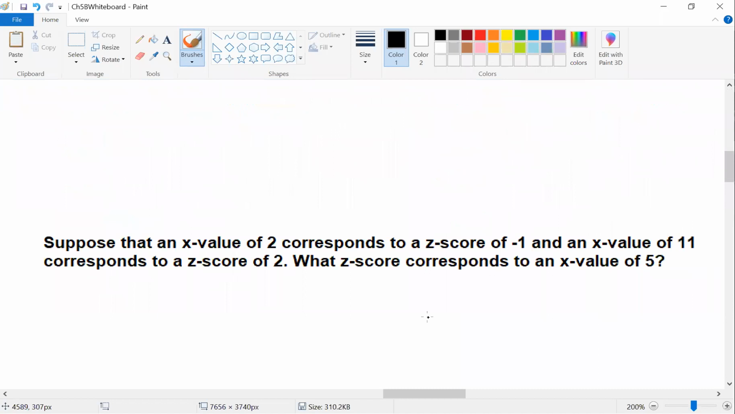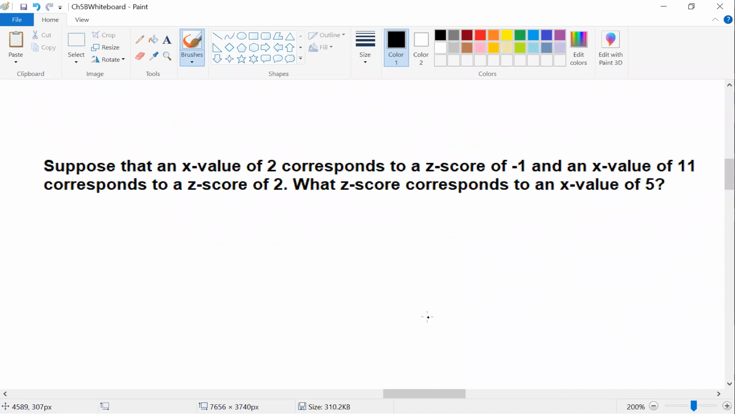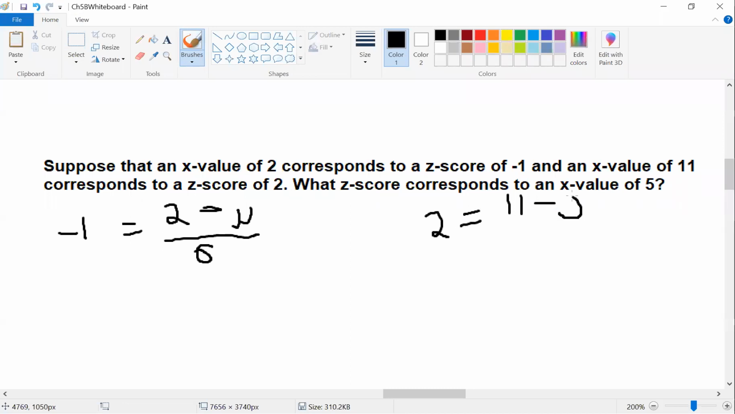Now, let's do something else with z-scores. Let's work backwards. We've worked backwards before. For here, I'll show you how to work backwards, and the next one, you'll do it yourself. So here, we have an x value of 2 corresponds to a z-score of negative 1. So our z-score is the x value, which is 2, minus our mean, which we don't know, divided by the standard deviation, which we don't know. But we know what Z1 is. Z1 is negative 1. Our other one, we have a z-score of 2 corresponding to an x value of 11, minus mu over sigma.